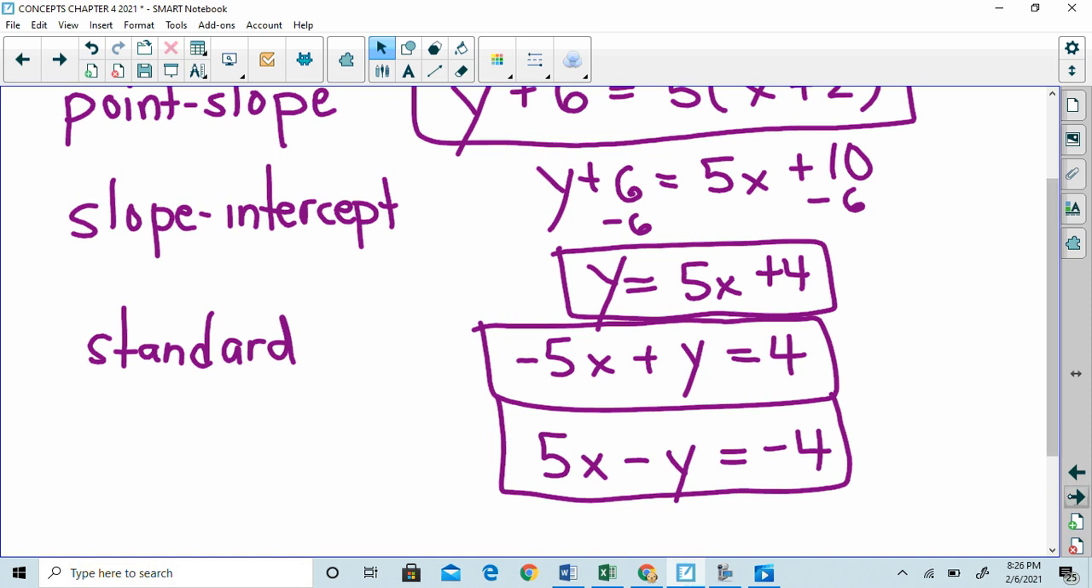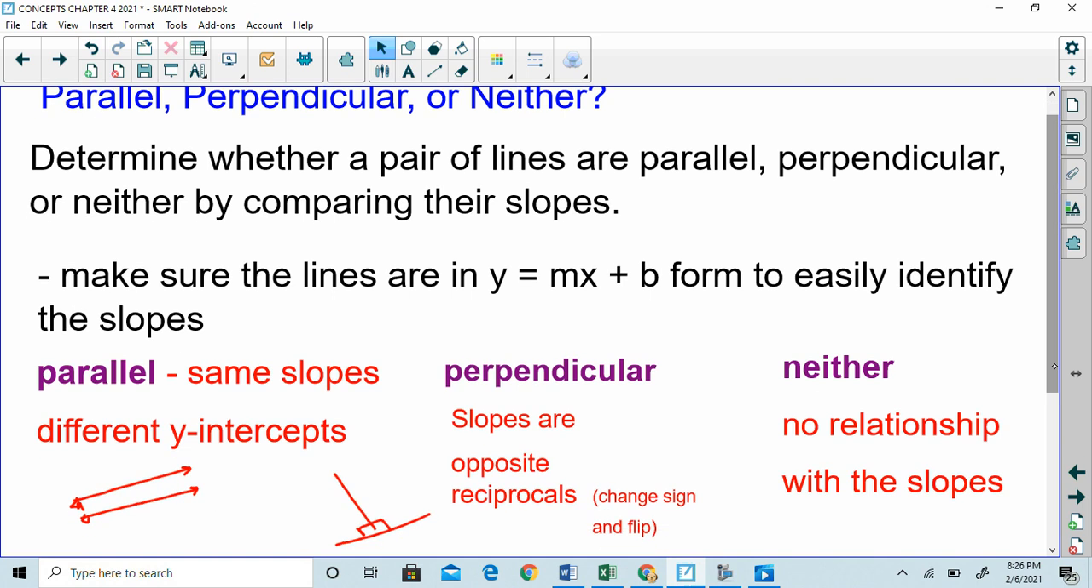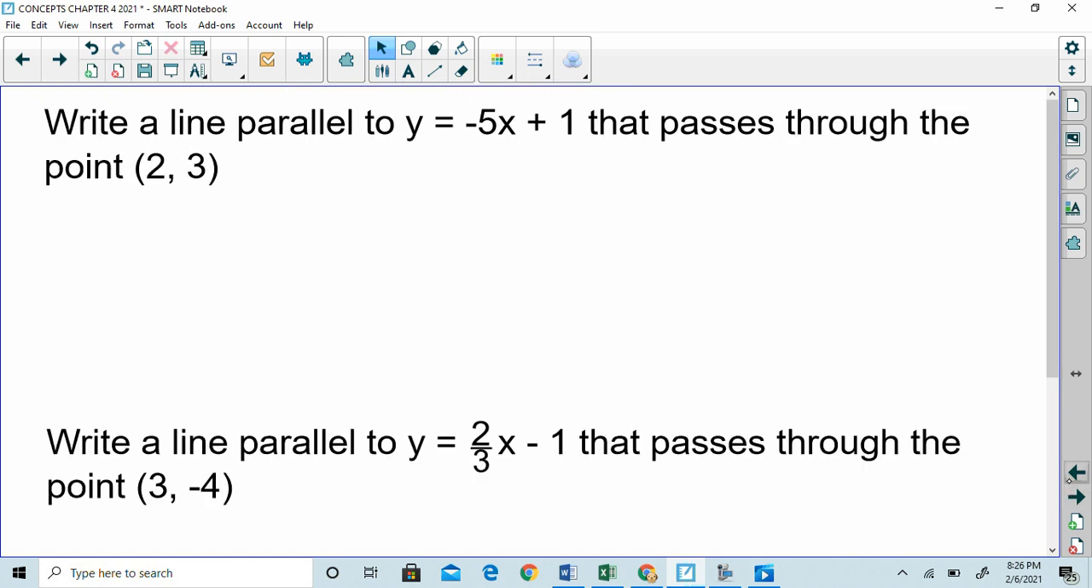The other thing we focused on in our last class was parallel, perpendicular, or neither. And if we recall, we talked about parallel lines having the same slopes but different y-intercepts. Perpendicular lines have slopes that are opposite reciprocals, so we change the sign and flip. And then we have neither, which have no relationship with their slopes at all. We were able to write equations based on given information. If I tell you that there is a line parallel to y is equal to negative 5x plus 1, and it passes through the point (2, 3), we can write that line.